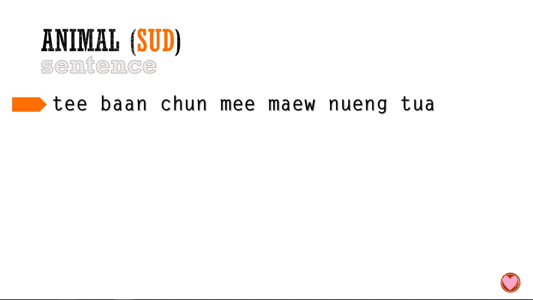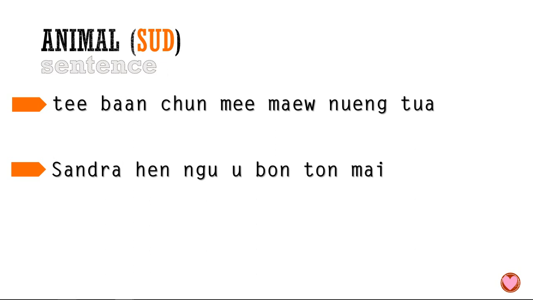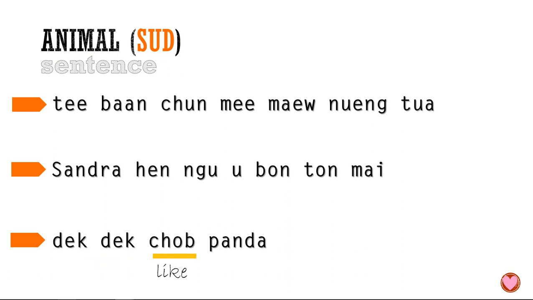Sandra เห็นงูอยู่บนต้นไม้. เห็น is saw or see, งู is snake, อยู่บน is on top of, ต้นไม้ is the tree. So Sandra saw a snake on top of the tree. เด็กๆชอบแพนด้า. เด็กๆ means children, ชอบ is like, panda is a panda. So the children like the panda.